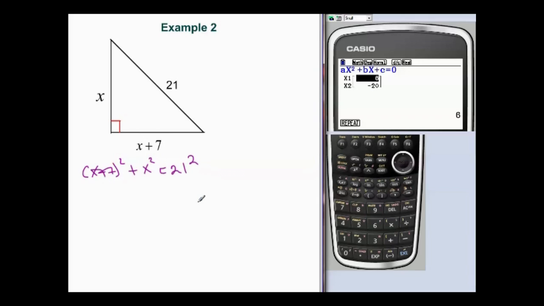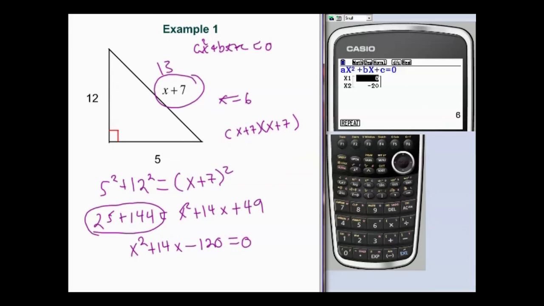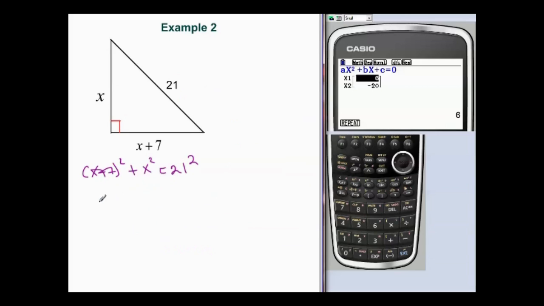And what we're going to do, we're just going to go ahead and start simplifying this a little bit. So we got x plus 7 squared. I've already polynomialed it out for you right up here. So we know what it's going to be. So it's going to be x squared plus 14x plus 49, plus another x squared is equal to 441.